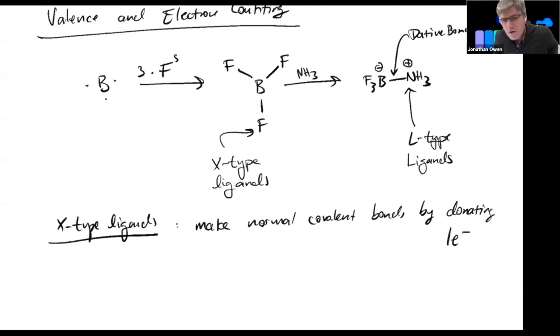Now, some of you might say, wait a minute. Fluorine is fluoride. It has an octet. So why is it only donating one? This assumes a neutral ligand, not an anionic ligand. So it's a fluorine, not a fluoride. We're talking neutral fragments.